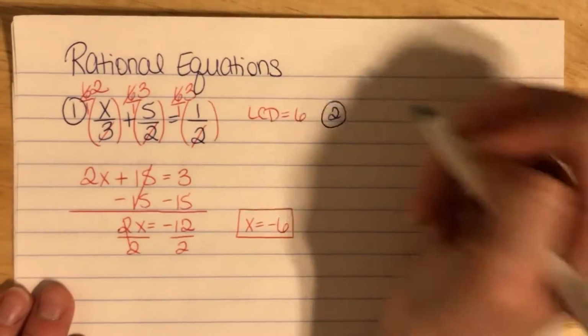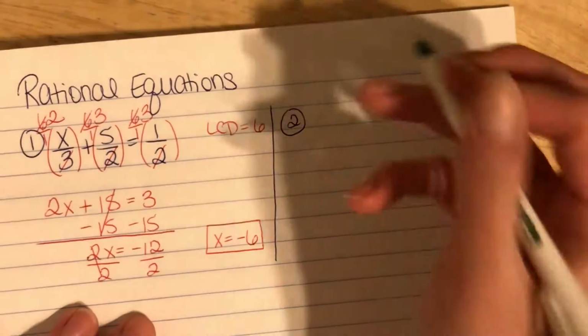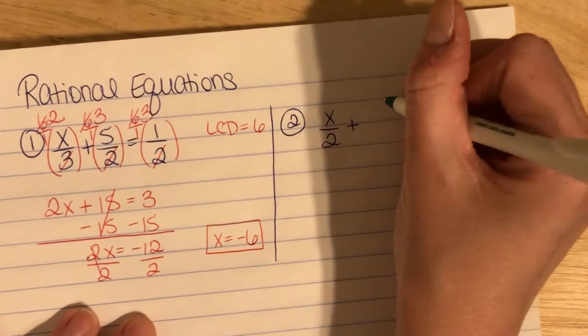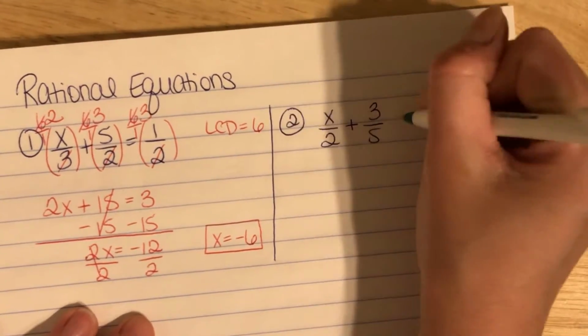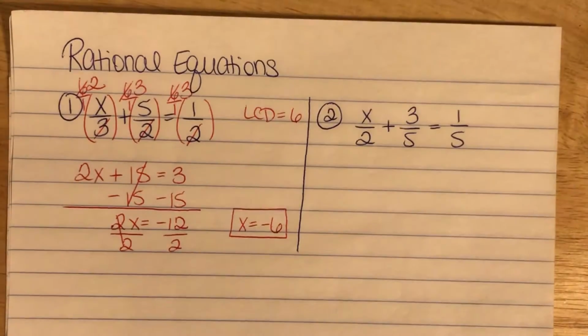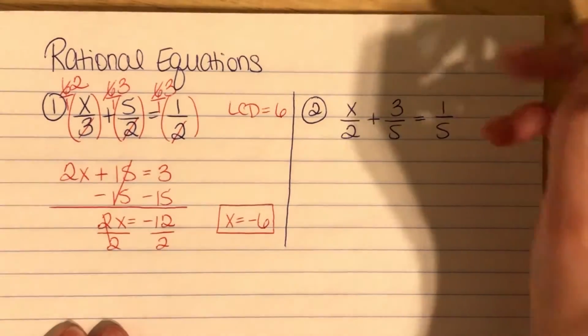Okay, so number 2 is just like number 1. I have x over 2 plus 3/5 equals 1/5. So I'm pretty much going to follow the same steps I did with question number 1.